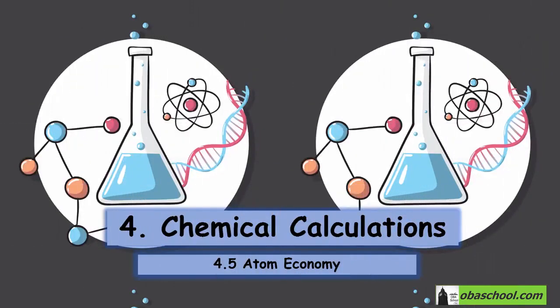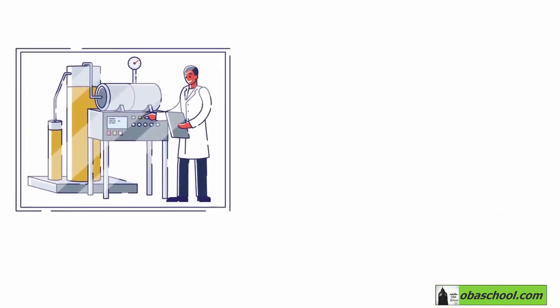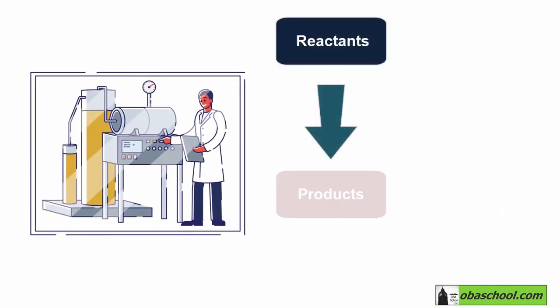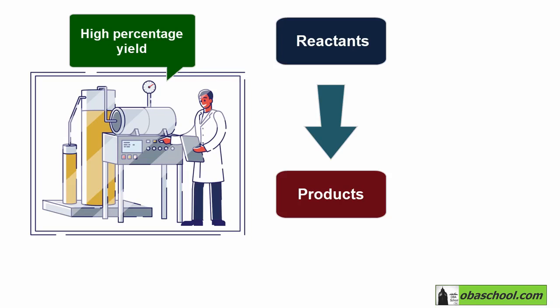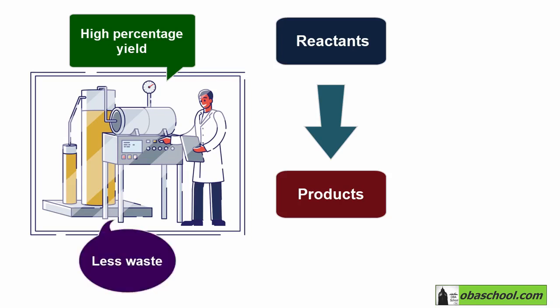In this section, we will learn how to calculate the atom economy. Chemical companies will use reactions to make the products that they sell. And of course, they want to use reactions with high percentage yields. In addition to that, they want to make less waste. So they want to produce as much of the product as possible from the reactants. Chemical companies try to use reactions that waste as little energy and raw materials as possible.